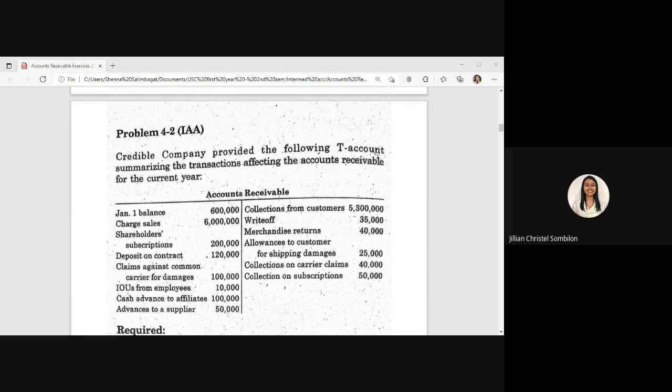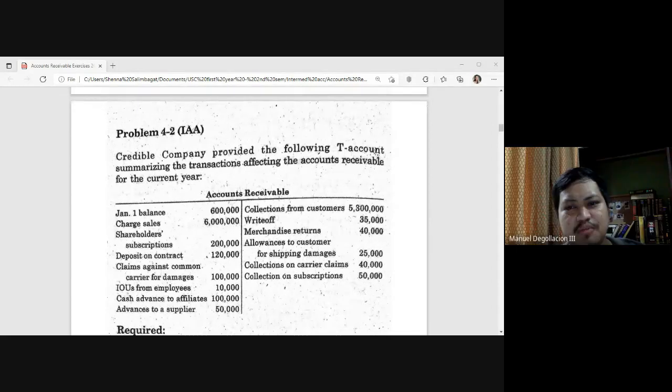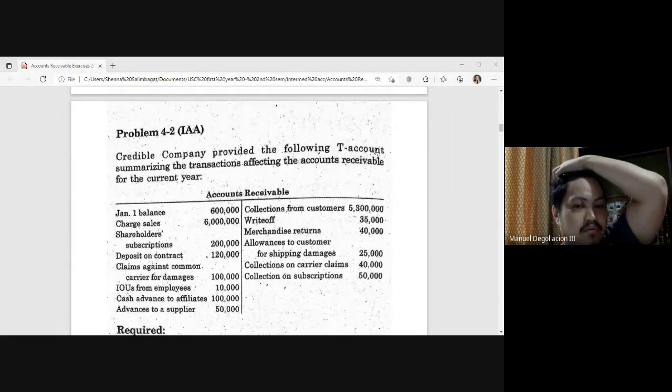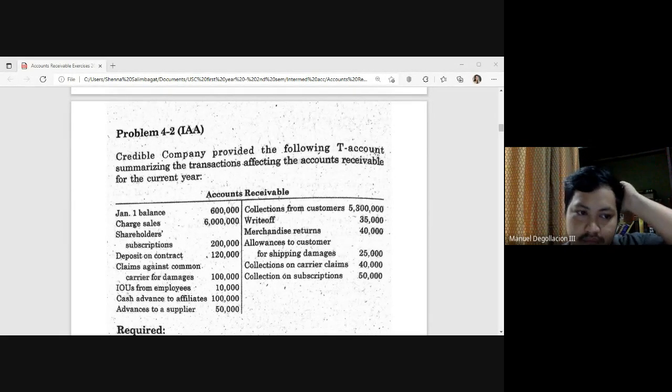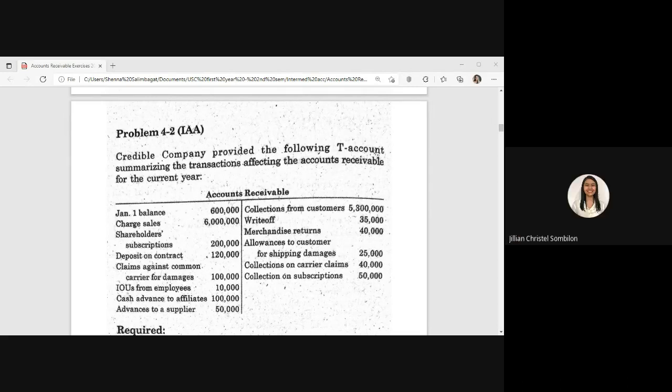Debit cash, sir, 5,300,000. Then credit accounts receivable 5,300,000, sir. Okay, that's correct. I hope you're able to come up with these same entries, class. And then, aside from the 5,300,000, what else are we going to do?